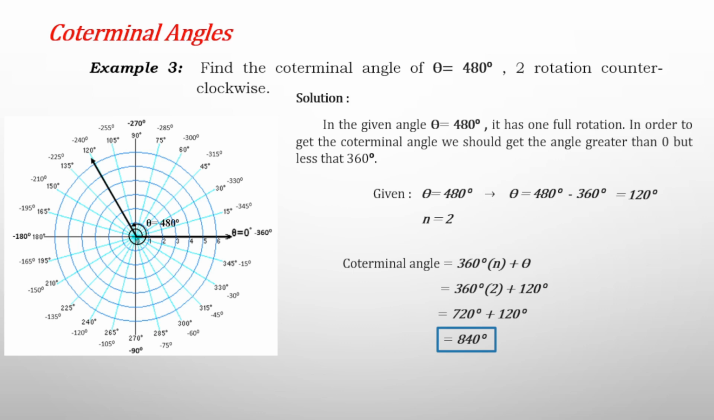So as we are going to graph now the 840 degrees, we have one rotation, two rotations counterclockwise, and we are going to extend it up to the terminal side of 480 degrees. So this is now the graph of our coterminal angle, 840 degrees.